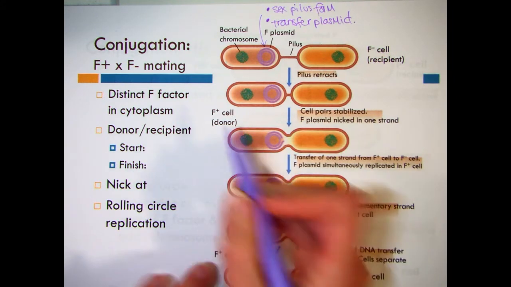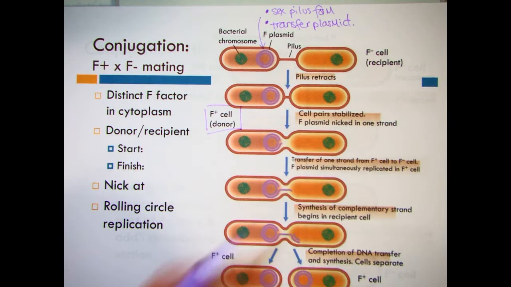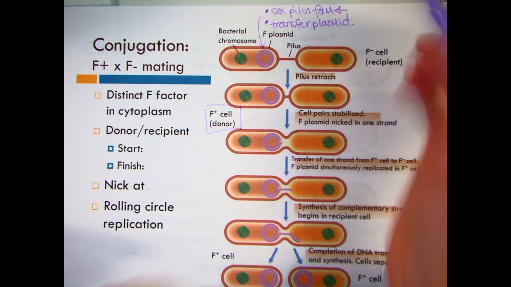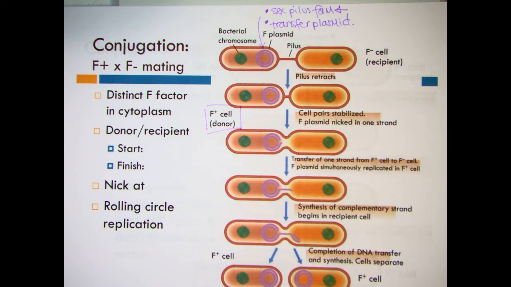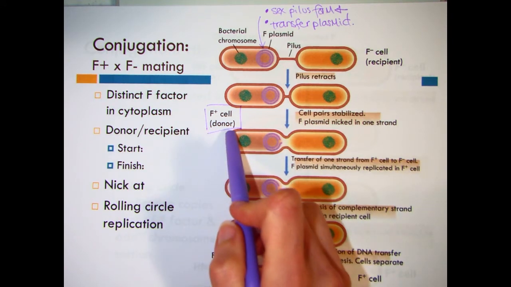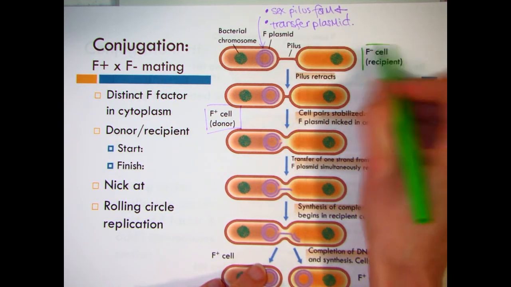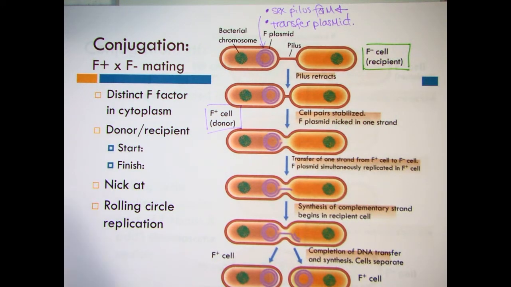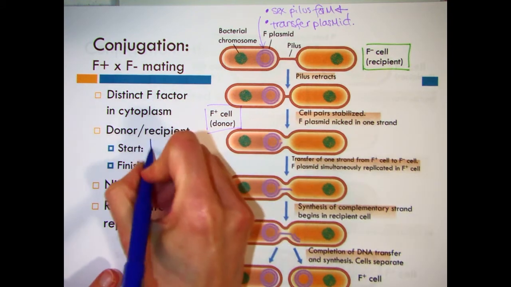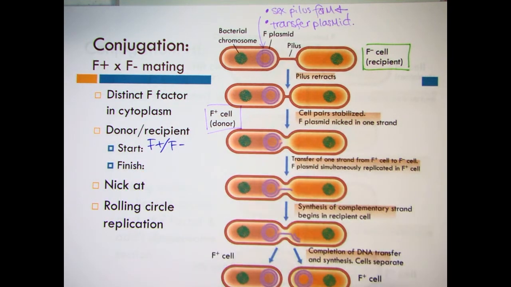The F plus cell is somewhat obviously the donor cell that is starting with the F plasmid. Again, the F plasmid is the one with the genes to make conjugation happen. So the F plus cell has these genes to start with. The F minus cell does not have these genes and will be the recipient cell. So at the beginning, we have F plus, F minus.